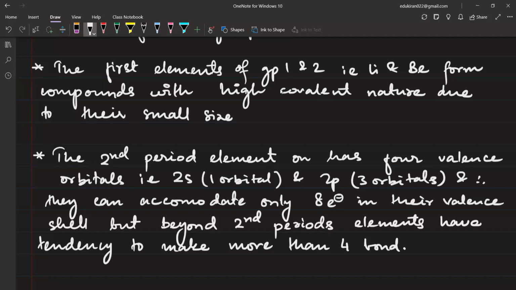है ना, एक बॉन्ड में कितने इलेक्ट्रॉन्स होते हैं? एक बॉन्ड में होते हैं आपके पास 2 इलेक्ट्रॉन. So 4 bonds is going to have how many electrons? More than 4 bonds होते हैं तो 8 इलेक्ट्रॉन, मोर देन 4 यानी कि 8 से ज्यादा इलेक्ट्रॉन.